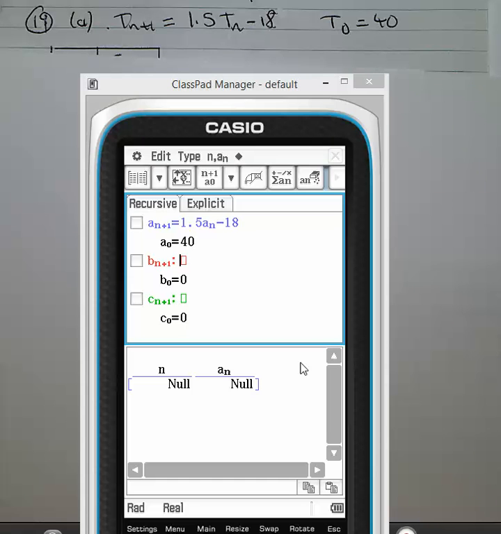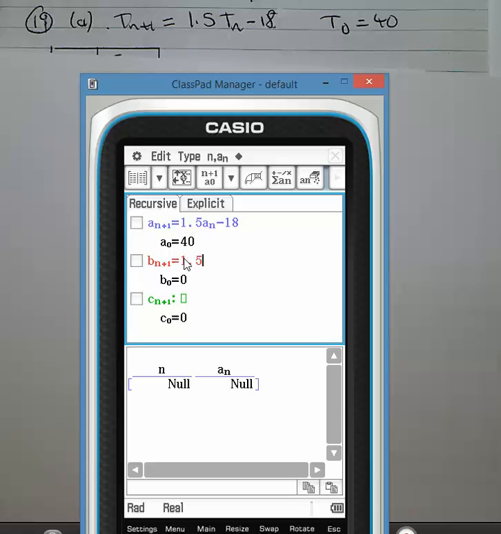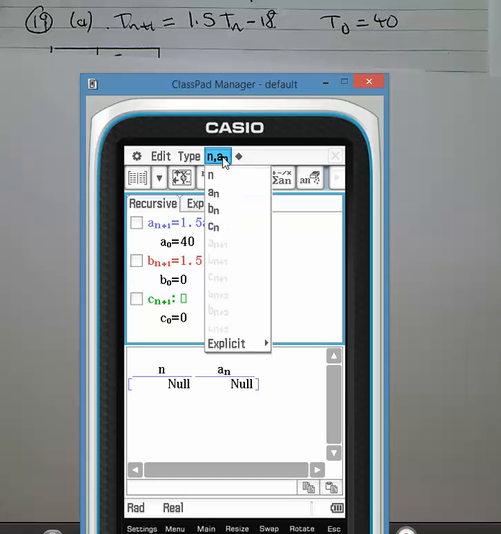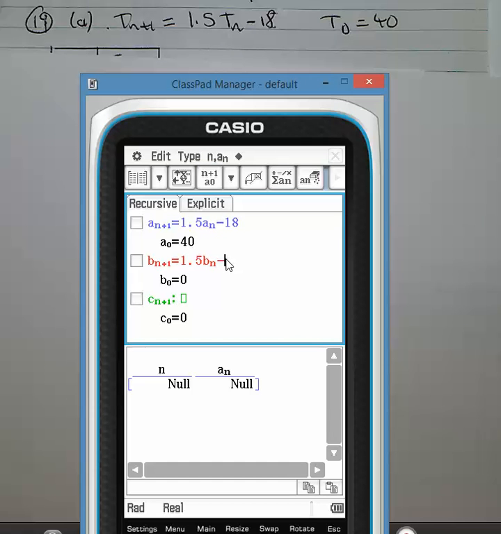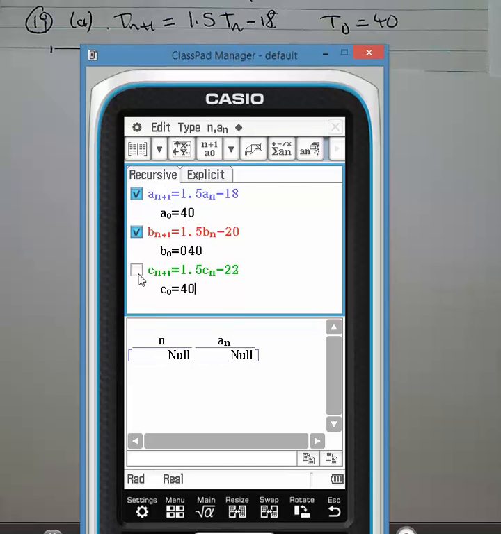You might actually want to generate these three on the calculator itself. The calculator is a very powerful tool. A little word of caution: make sure that you change the function on each occasion. And for C, tick those boxes. And for C, 1.5 Cn, take 22, and they all start from 40. I'll just move that up a little. Have to select all those.